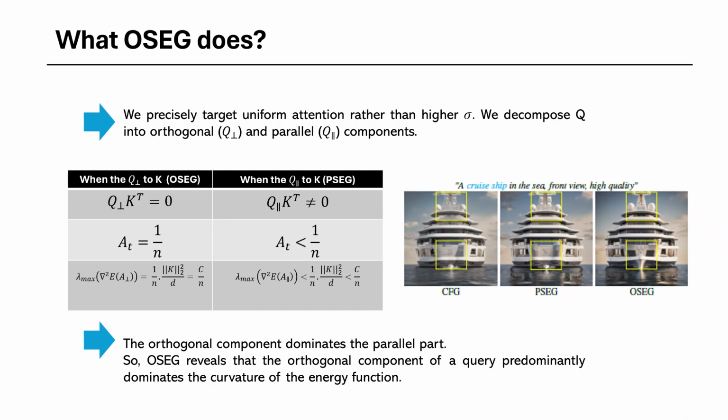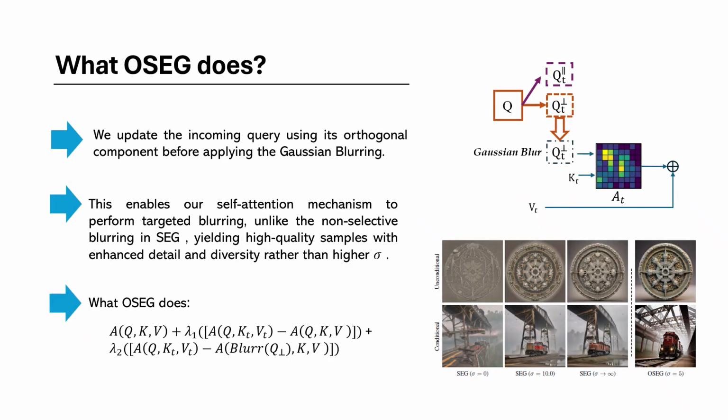So as a result, we propose OSEG, orthogonal smoothed energy guidance. OSEG decomposes the query tokens into orthogonal and parallel components with respect to the key tokens, then applies Gaussian blurring on the orthogonal query components only, and finally updates the perturbed CFG equation, where the guidance scale does not tend to infinity. We get our best visual results when the guidance scale is only 5.